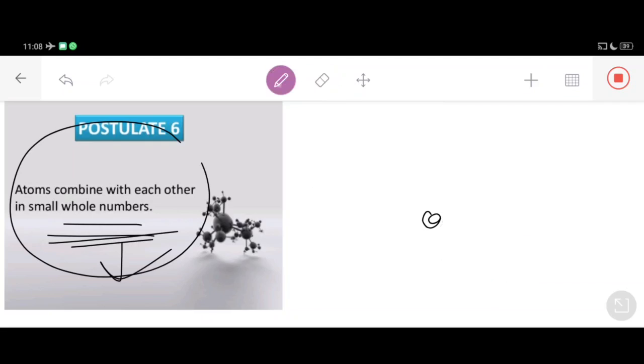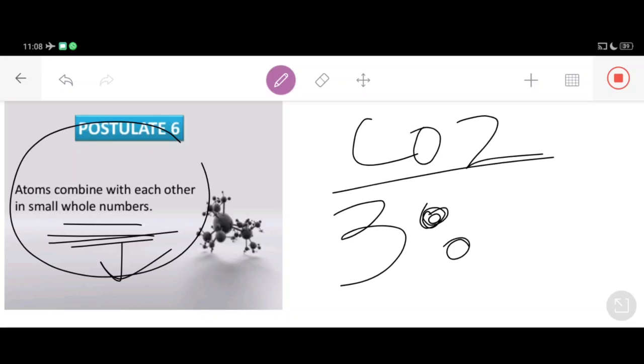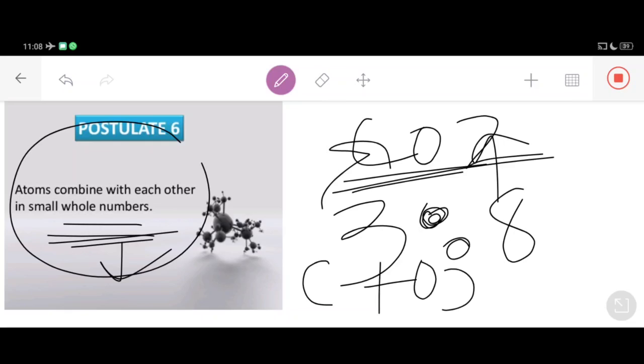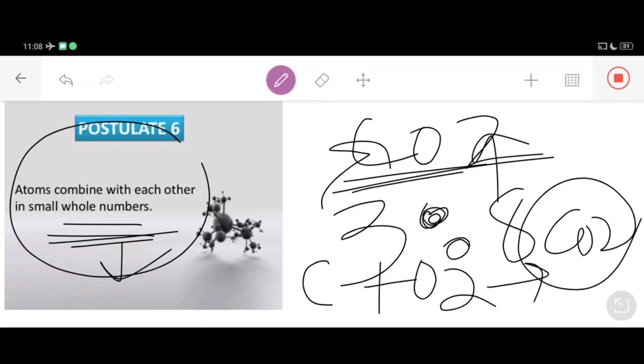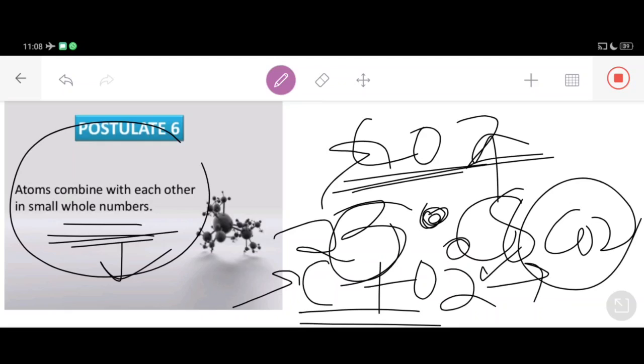The same is the case with carbon dioxide. Whenever carbon dioxide is formed, the ratio always remains 3:8. That means 3 parts of carbon and 8 parts of oxygen. That's why the sixth postulate tells us that during a chemical combination, that means the reaction of carbon plus oxygen, carbon dioxide always gets formed. During their chemical combination, atoms of different elements combine in a simple whole number ratio, that's the 3:8 ratio, to form the compound, and carbon dioxide gets formed. This is postulate number 6, and it is in accordance with the law of definite proportions.